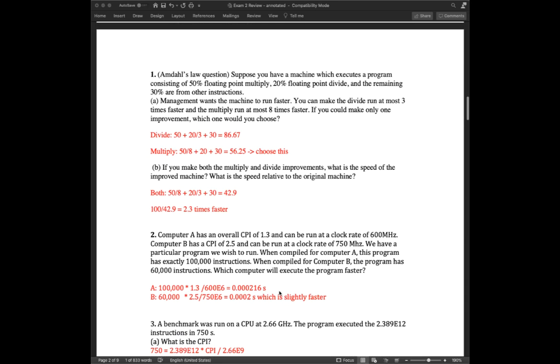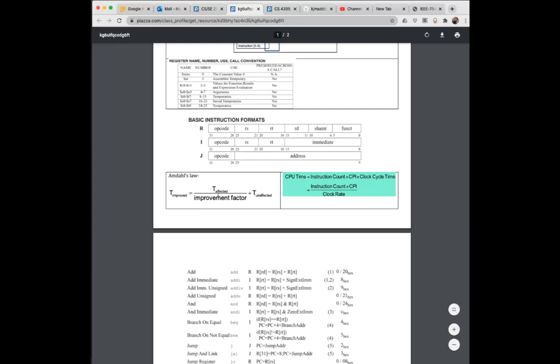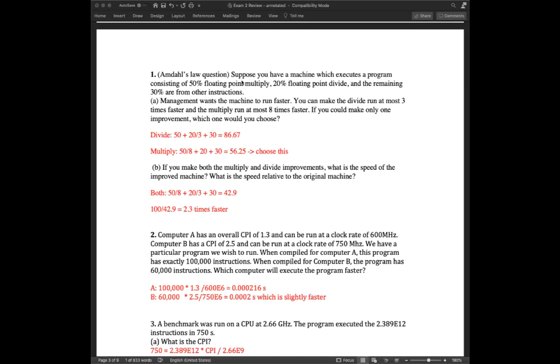All right, let's talk about the computer performance. Let's look at the review real quick. Notice I've got Amdahl's law here and CPU time formula here, 2 different versions of it. So suppose you have a machine which executes a program. You've got 50% multiply, 20% divide instructions, and the remaining instructions are other. So that's our baseline. 50 plus 30 plus 20 is 100%.